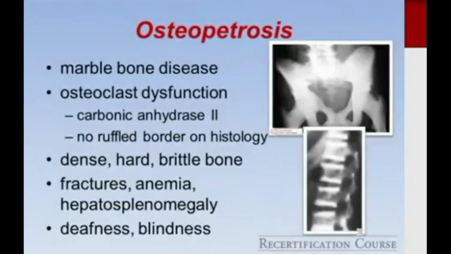Disorders of this, such as osteopetrosis, which is osteoclast dysfunction caused by dysfunctional carbonic anhydrase, are going to result in dense, hard, and brittle bone. These patients have fractures, anemia, and hepatosplenomegaly. They can also have deafness and blindness because the bone will actually impinge on nerves. There's no ruffled border in histology in this condition.